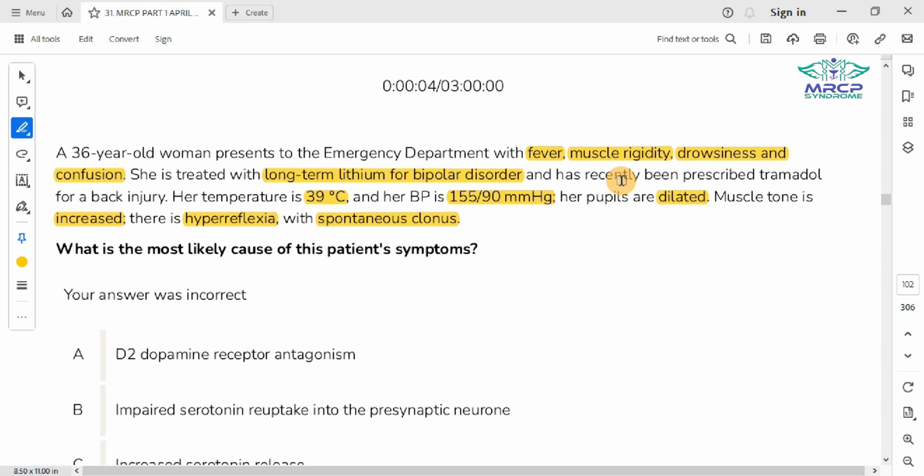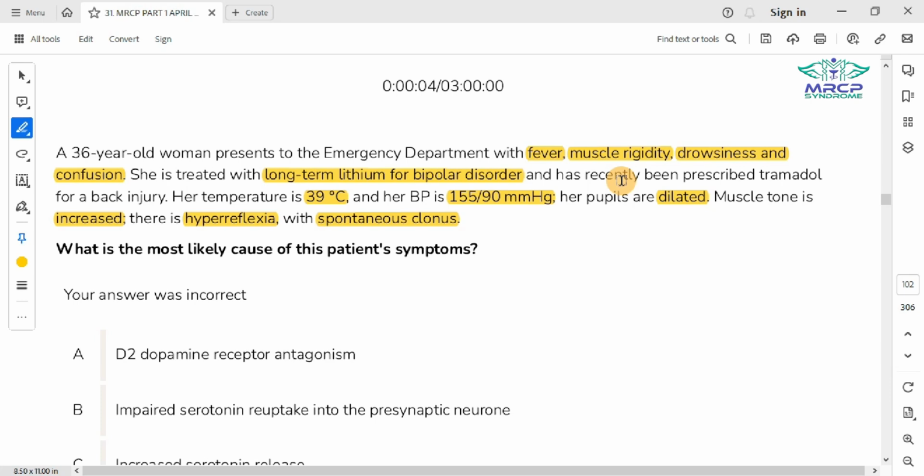A 36-year-old woman presents to the emergency department with fever, muscle rigidity, drowsiness, and confusion. She is treated with long-term lithium for bipolar disorder and has recently been prescribed tramadol for a back injury. Her temperature is 39 degrees Celsius, blood pressure is 155 over 90 millimeters of mercury, and the pupils are dilated. Muscle tone is increased, and there is hyperreflexia with spontaneous clonus. So, what is the most likely cause of the patient's symptoms?